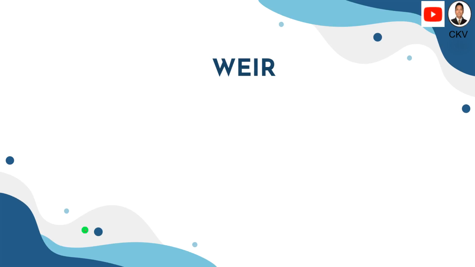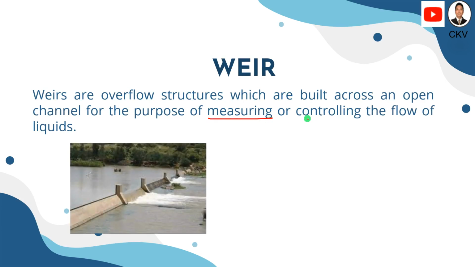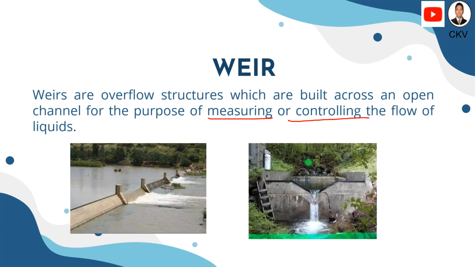Hello class, this is a continuation of our lecture on fluid flow measurement. We are now on weirs. Weirs are overflow structures which are built across an open channel for the purpose of measuring or controlling the flow of liquids. Weirs may be rectangular, triangular, trapezoidal, circular, parabolic, or any other regular shape.